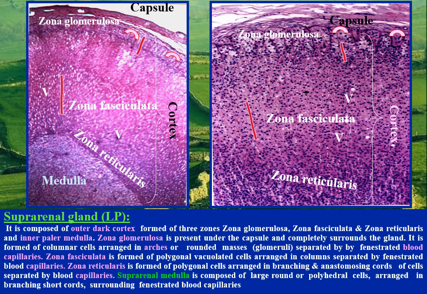Zona reticularis, on the other hand, is formed of polygonal cells arranged in branching and anastomosing cords separated by blood capillaries. Suprarenal medulla is composed of large round or polyhedral cells arranged in branching short cords surrounding fenestrated blood capillaries.